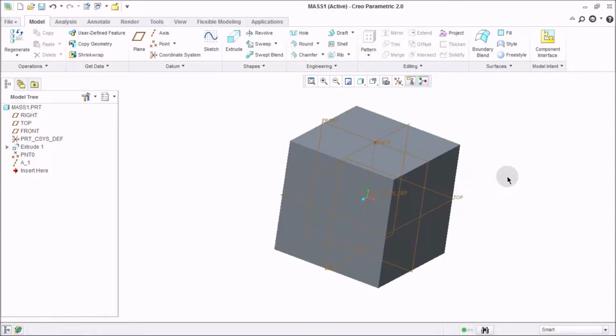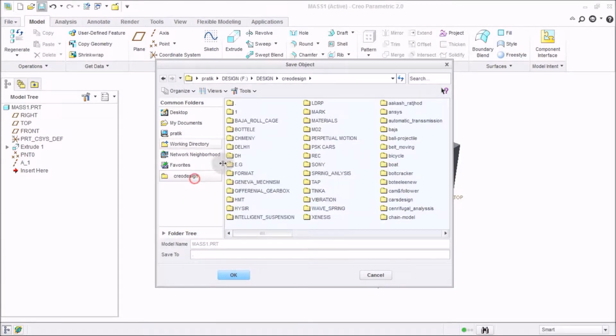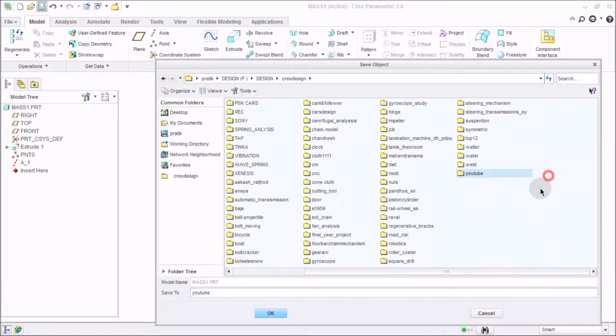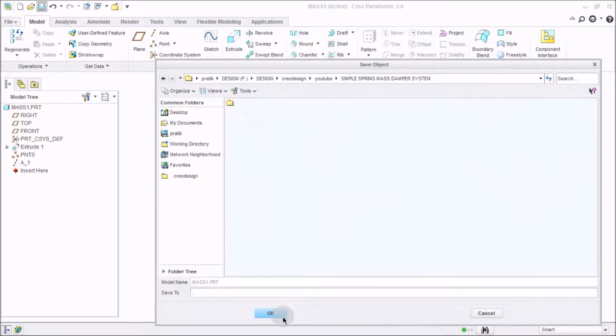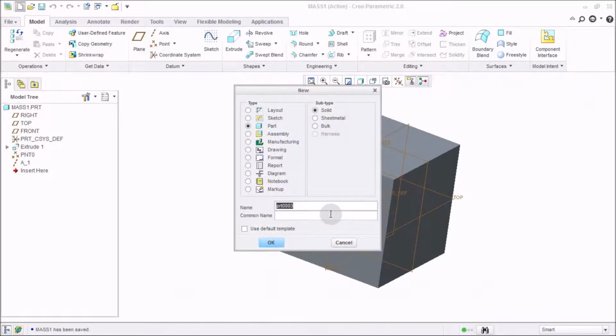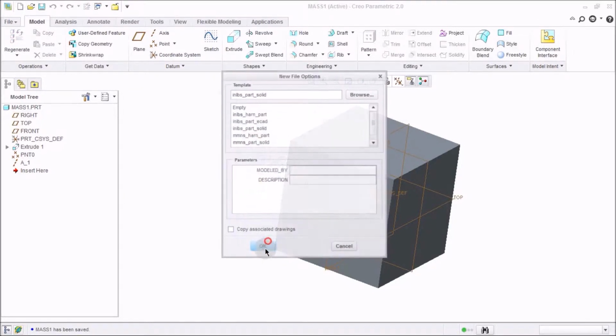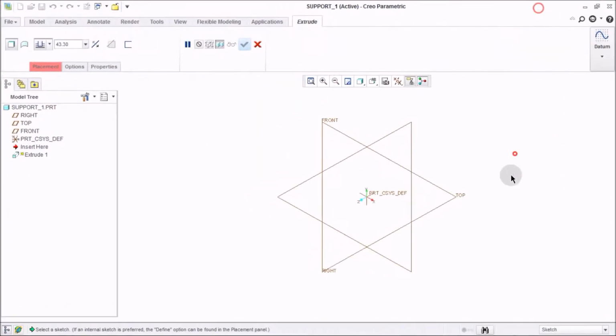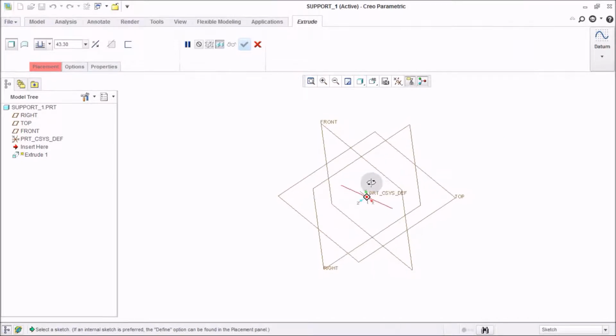Then save this part in your required directory, so you can recall it. Okay, save it, then create a fixed support for this mass oscillator. For that make a new part, named support 1. Okay, select units. For simplicity I am making only one rectangular block for the support.